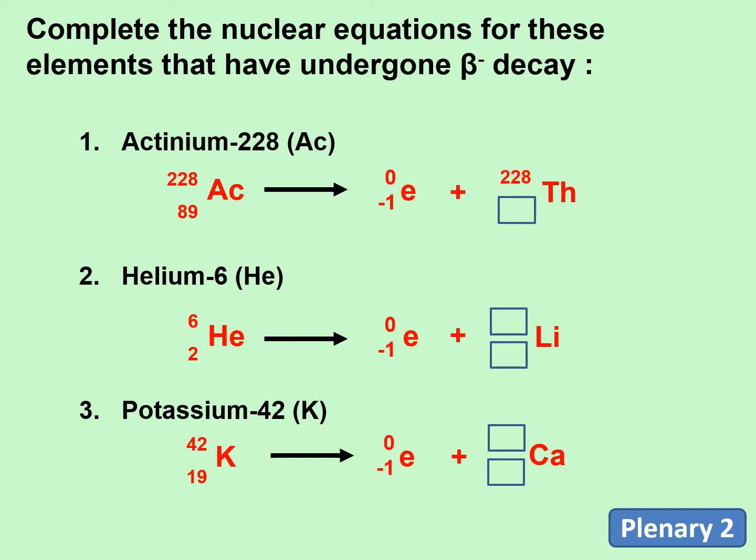So in our first example, we end up with thorium-228, and the atomic number has increased by 1 to form thorium. Second example, we end up with lithium-6 because, again, the atomic number has gone up by 1, lithium having an atomic number of 3. Potassium-42 decays to calcium-42, and again, calcium atomic number 20. Hopefully you were okay on them. Just check through your answers. Hopefully we're ready to move on to the next type of decay.